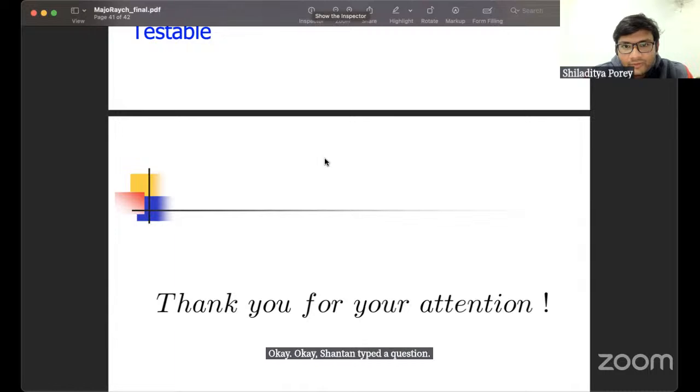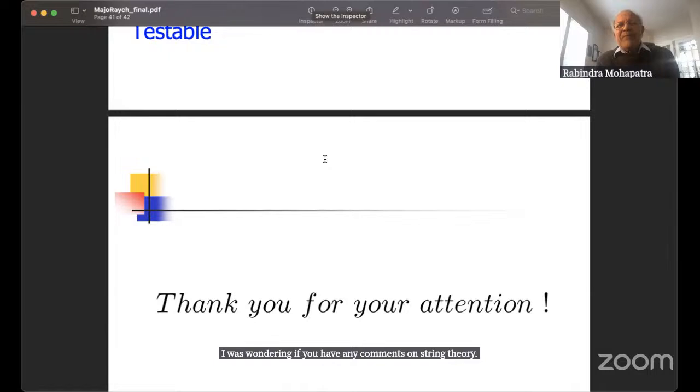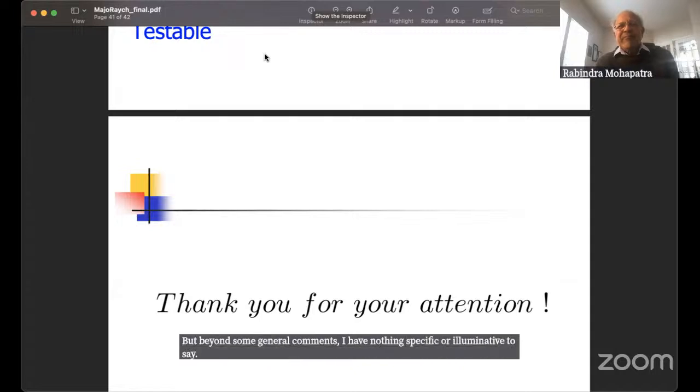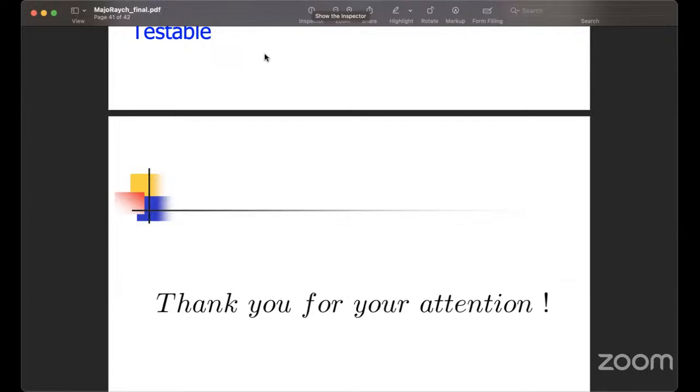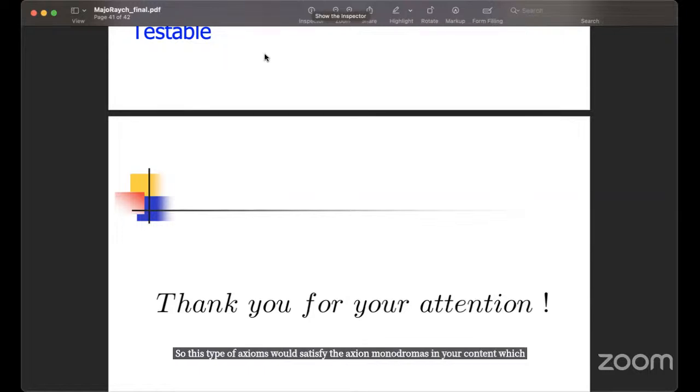Yeah, I was wondering if you have any comments on string theory. No, I have no comments on string theory constructions of these models. But of course, we know that the string theory always leads to many axions, and one of them could be used for strong CP problem. But beyond such general comments, I have nothing specific or illuminating to say. So this type of axion should satisfy the axion monodromicity or Dante Inferno, which string theorists are interested. So that's what I was just wondering.